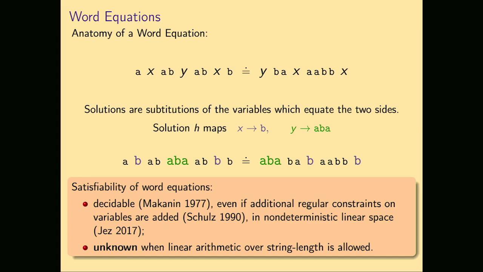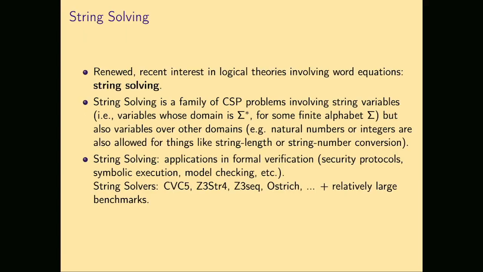All right, so this is the status about word equations, and this, as I said, is a well-studied topic in theory, and there has been a renewed and recent interest in logical theories over strings coming from the area of string solving. So in general, string solving is a family of CSP problems which involve string variables. That is, variables whose domain is sigma star for some alphabet sigma, so the words over some alphabet. But we also allow variables over other domains, like natural numbers or integers, for instance, to model string length or string to number conversions and so on.